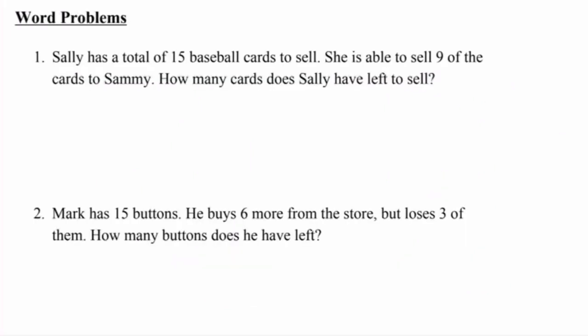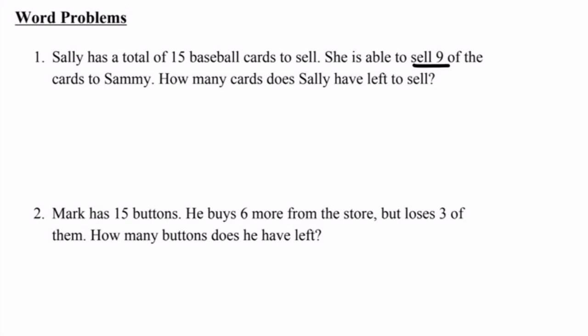Our last topic is word problems, and it's asking us to solve the problems below. Number 1, Sally has a total of 15 baseball cards to sell. She's able to sell 9 of the cards to Sammy. How many cards does Sally have left to sell? Based off the information given, we know that this is a subtraction problem. Why? Because she sold 9 of her cards to Sammy.